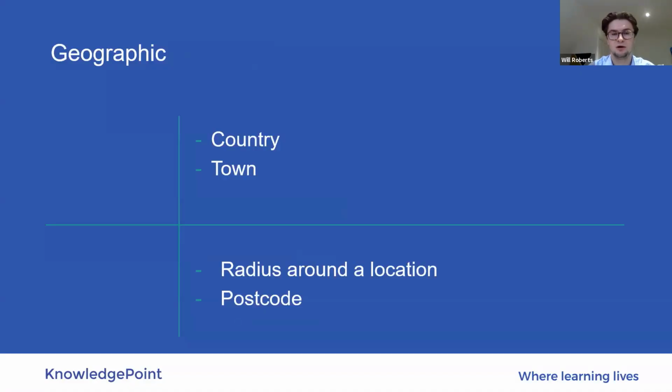So examples of geographic are quite simple: the country, the town, the county, the radius around a location, or say a postcode or a zip code. So again, an example would be UK and Manchester.